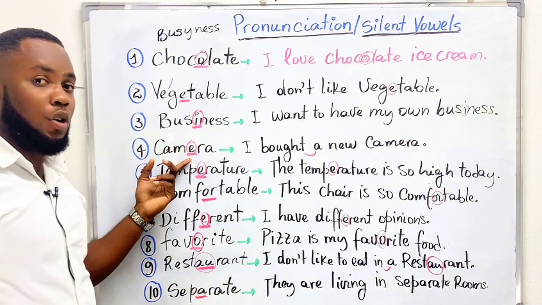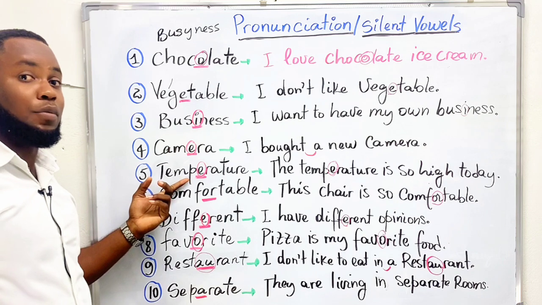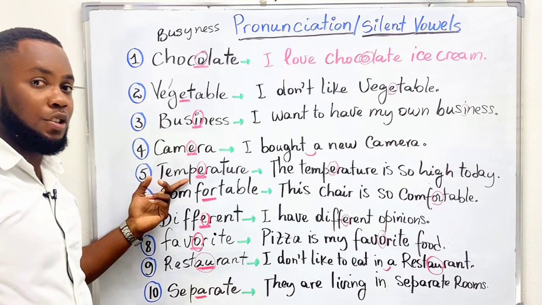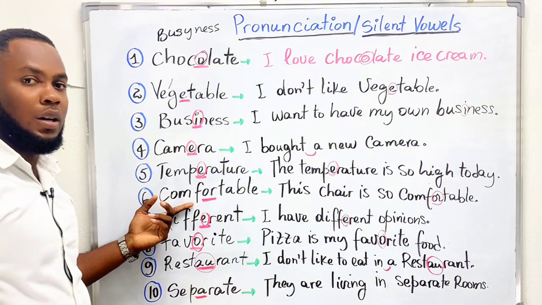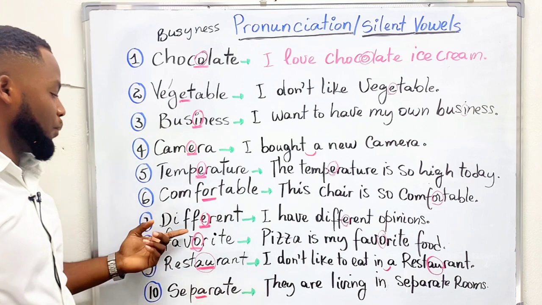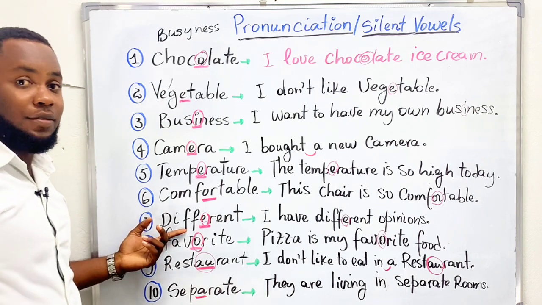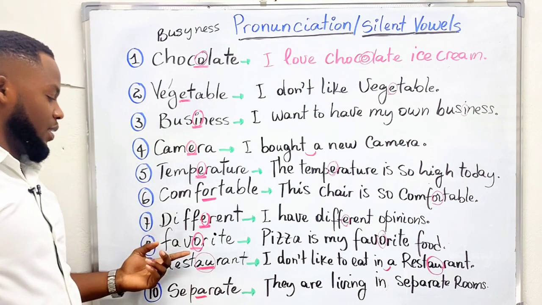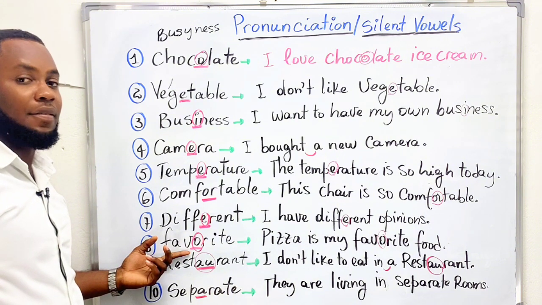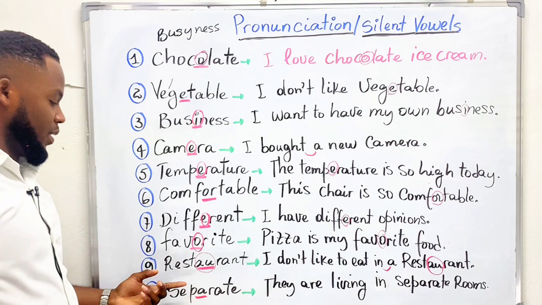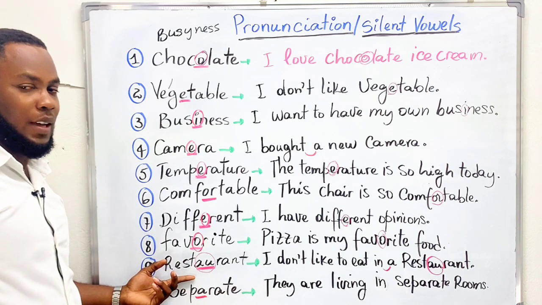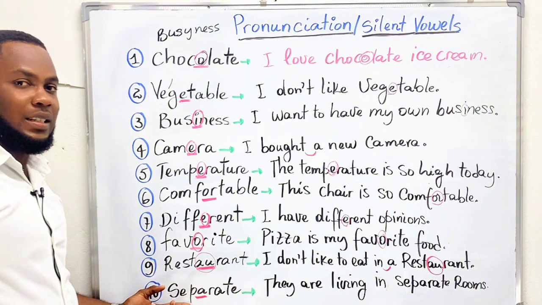Ok? Camera. Nous avons temperature. Temperature. Comfortable, qui c'est confortable, à l'aise. Different, qui c'est différent. Favorite, qui c'est favori, qui c'est préféré. Restaurant, qui c'est restaurant. Okay? And we have the last, separate.